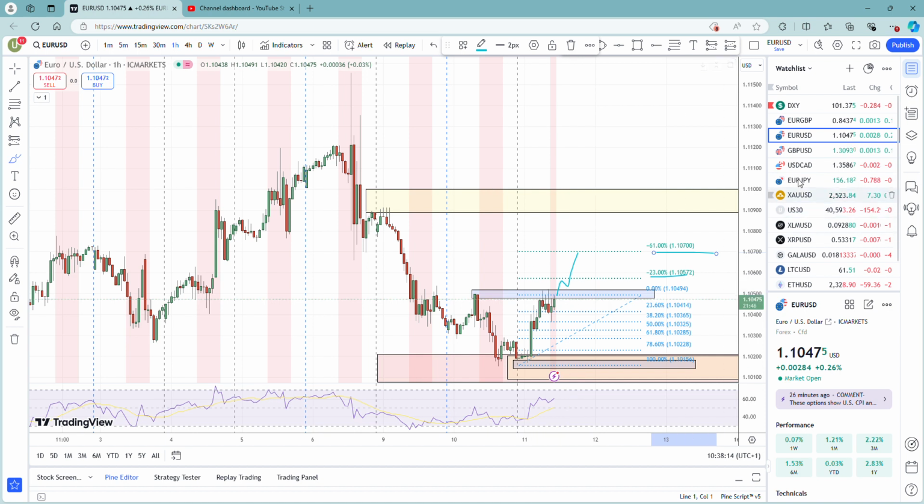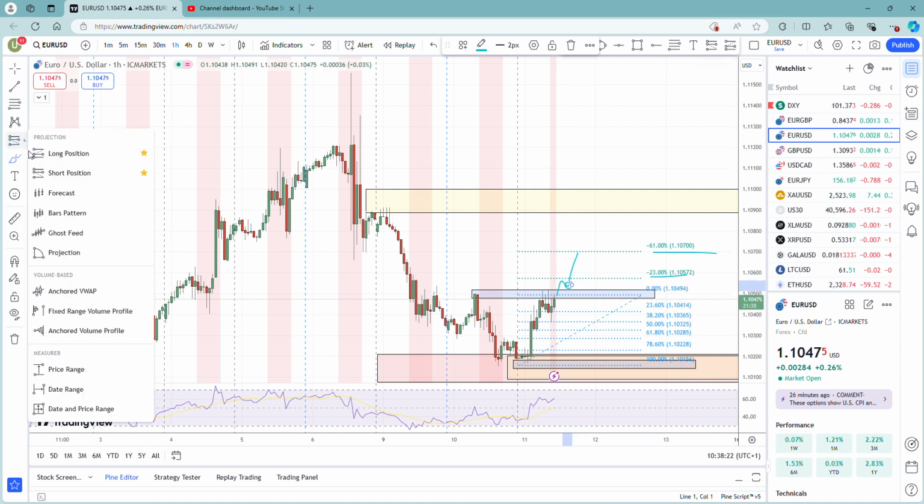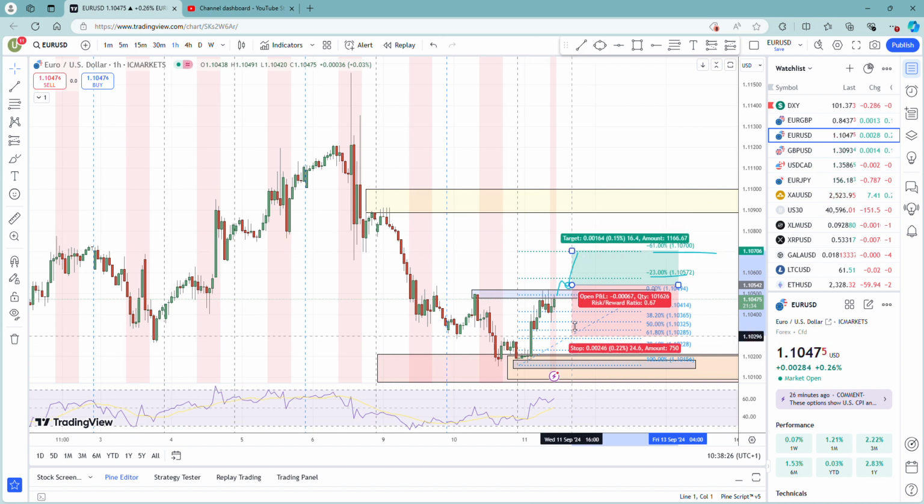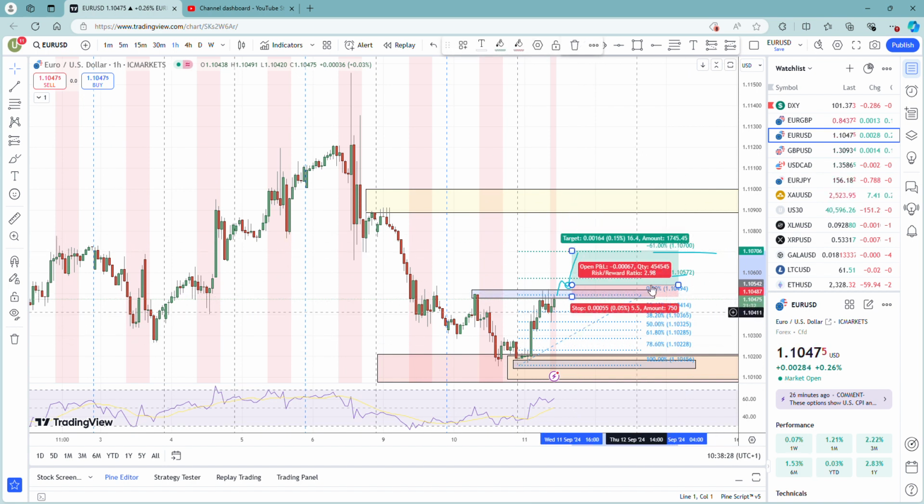So because DXY is bearish, we're expecting price to breach this resistance. Once it makes a higher low, we would enter a buy trade, and this would be our risk to reward ratio. Risking 5 pips to win 16. A risk to reward ratio of 3.